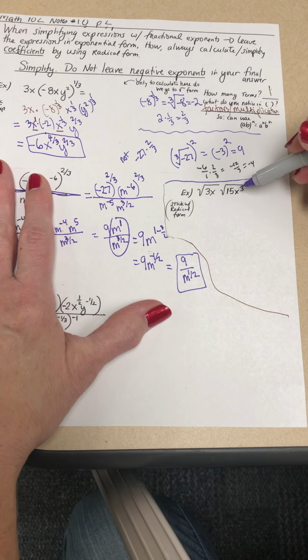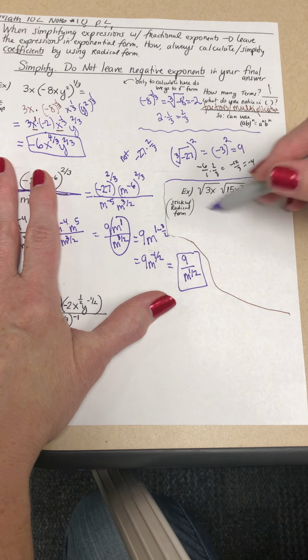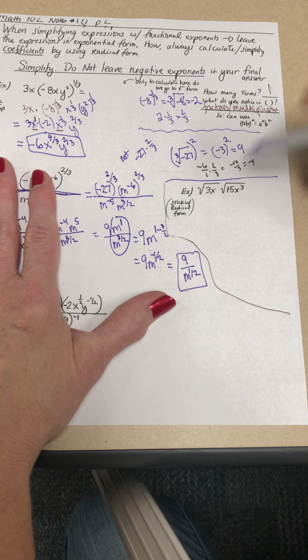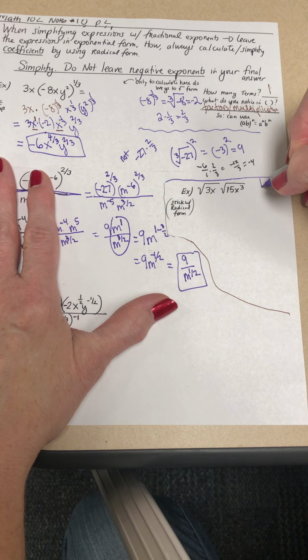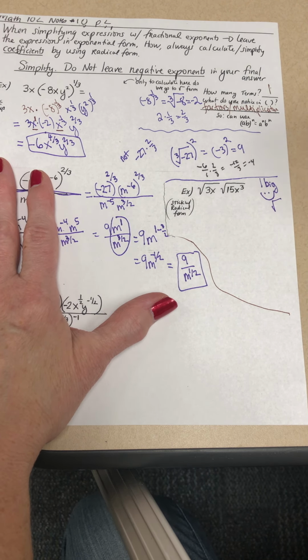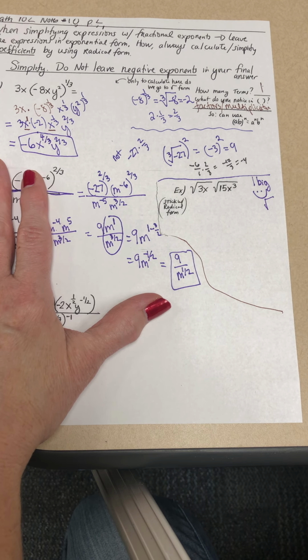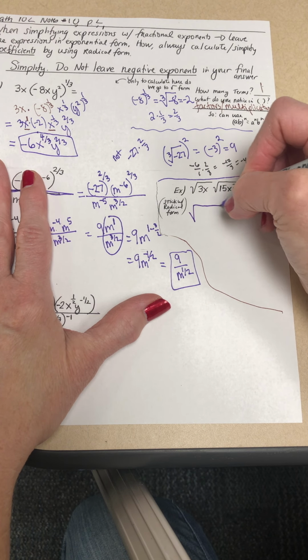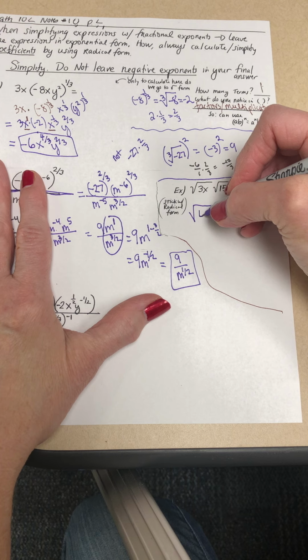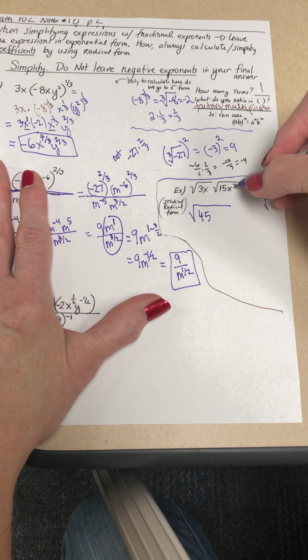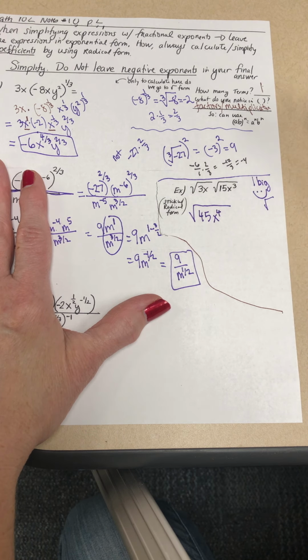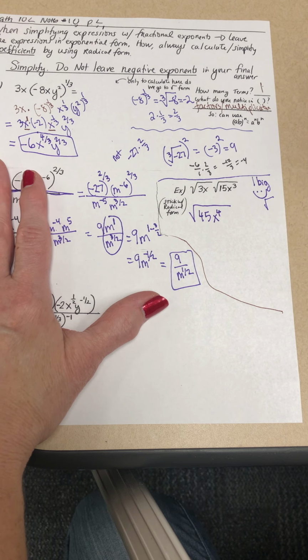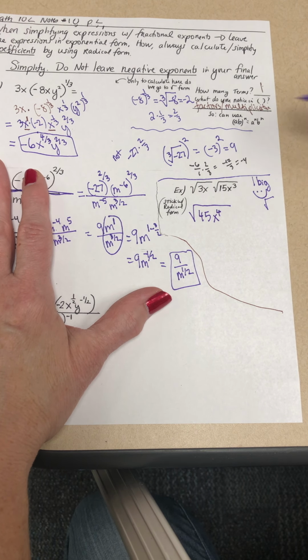So looking at this problem, I can't do anything with root 3x. I might be able to do something with root 15x cubed, but you know what? I don't want to have to work with 2 different radicals, because that's multiplication. I'm going to make one big happy radical. And I can do this in my head. 3 times 5 is 45. X times x cubed is x to the 4th. Now I just have to think about simplifying one radical.